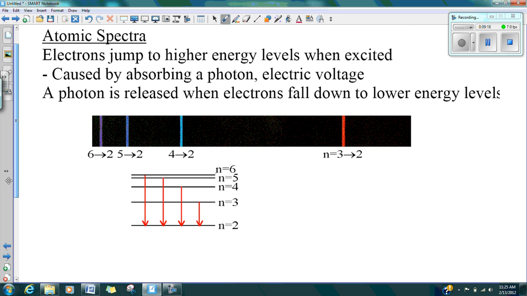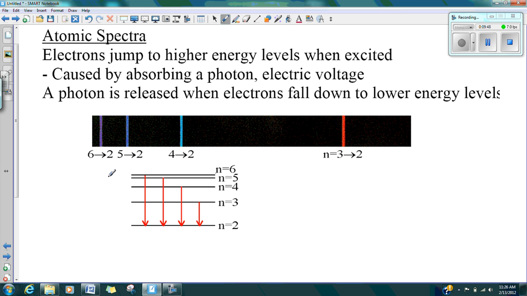Now this is our bright line spectra, which is what you guys are going to look at tomorrow in class. Electrons jump to a higher energy level when excited, like we talked about, absorbing that photon or the electric voltage, and then electrons fall down to lower energy levels, and this is when I see the colors. So we talked about our fingerprints today. Well, this would be a specific fingerprint of one of the elements. And this is what we're going to take a look at tomorrow. We're going to look at these bright line spectra so you can see the differences.